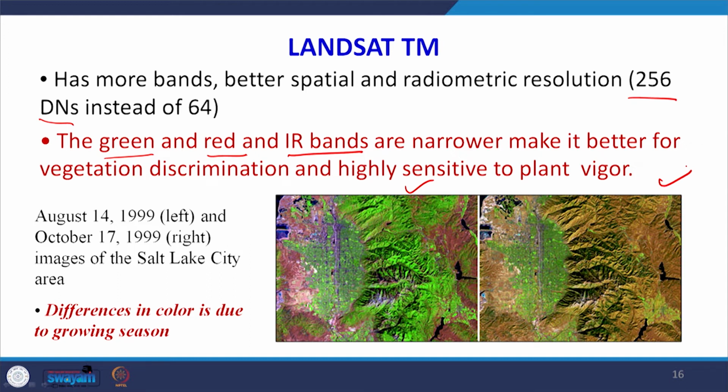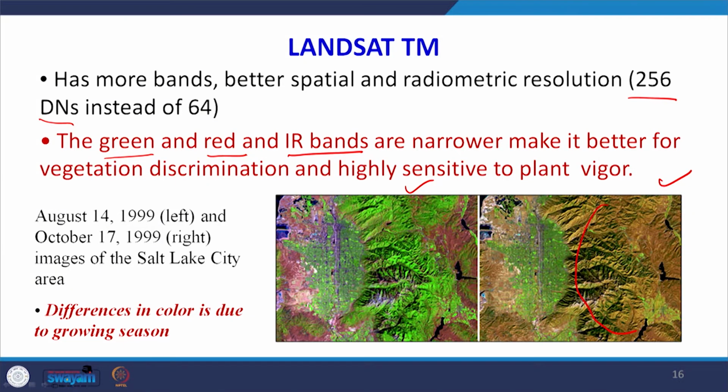This one was taken August 14, 1999, another was taken in October after some time. So, these are the two images, and we can see that there is a difference in the color also, and this color is due to the growing season of the crops in the area. So, one can find out particularly this particular region.